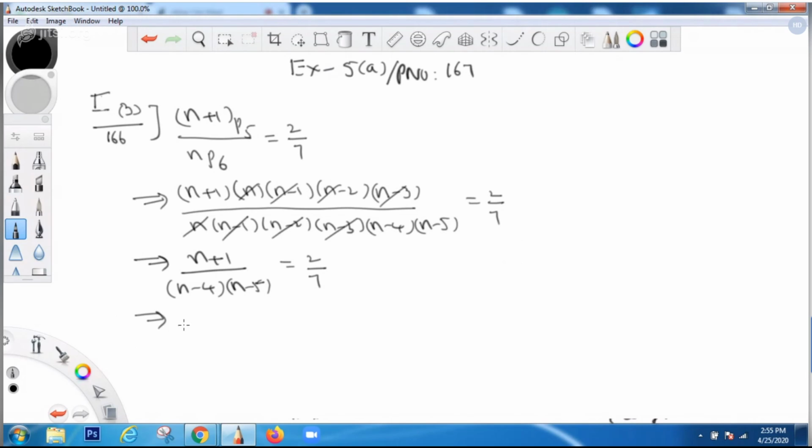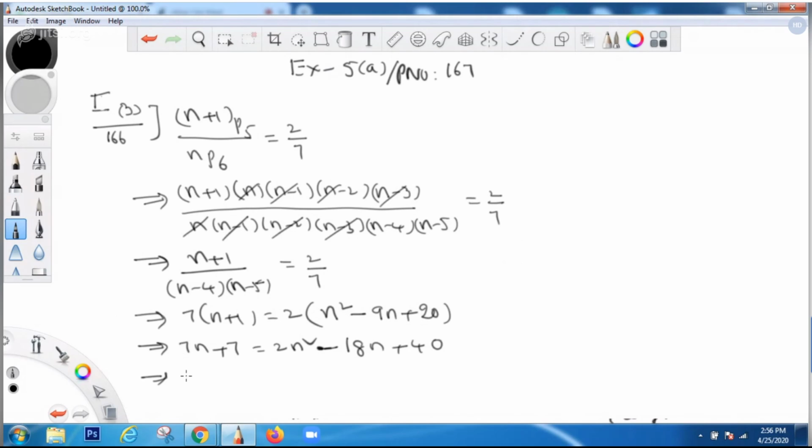Let us take cross multiplication. 7 into (n plus 1) is equal to 2 into, we have to multiply these two. I will write the product: n into n is n square, minus 4n, minus 5n, that is minus 9n, minus 4 into minus 5 is plus 20. This implies 7n plus 7 is equal to 2n square minus 18n plus 40.